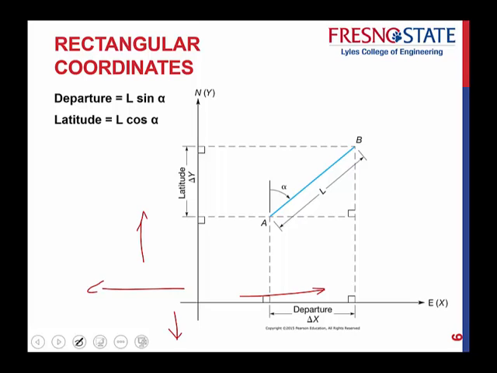So departure then is this. If you're starting at A and you want to go to B, you want to know how far we go to the east and then how far we go to the north. So departure is how far you go to the east. Here's departure, and then here is latitude. Latitude makes sense: as you're increasing in latitude, you're going further north, or if you're decreasing in latitude, you're going further south. So it's an easy way to remember that.